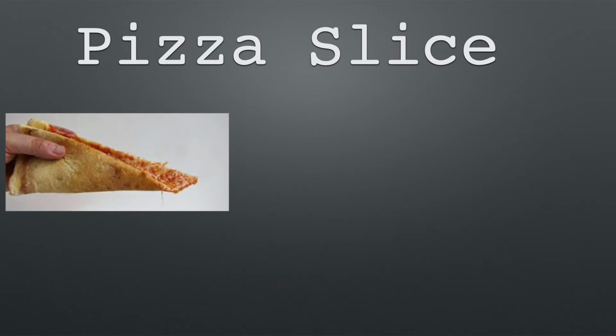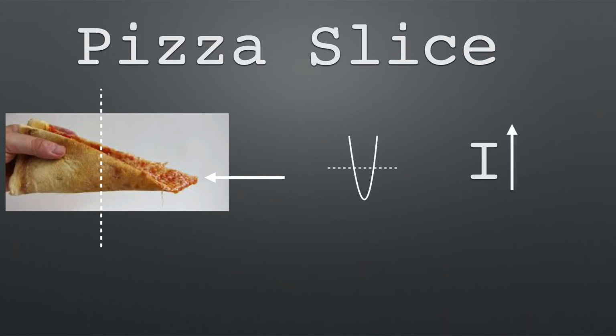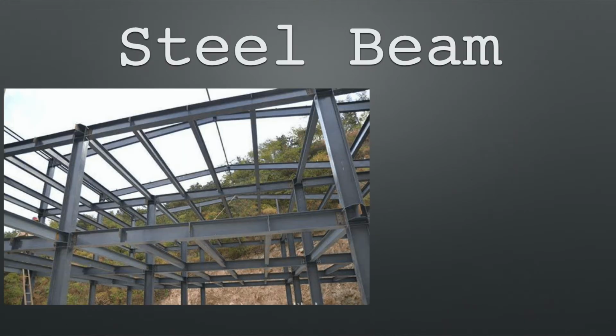Let's look at the example of the pizza slice. Make an imaginary cut. Look down the end of the pizza at that imaginary cut. The more area and the further the distance from that line, the higher the moment of inertia. Let's look at the steel beam example.